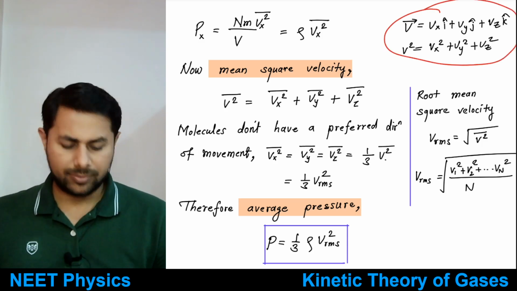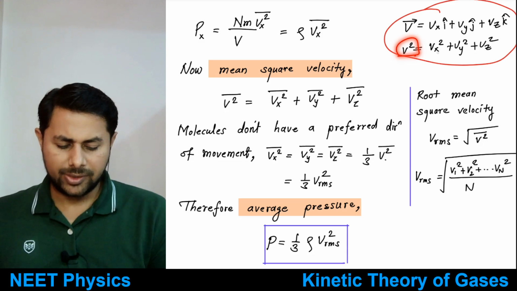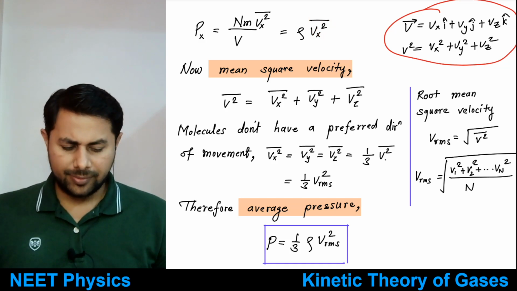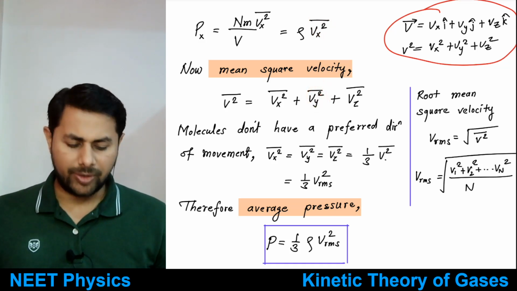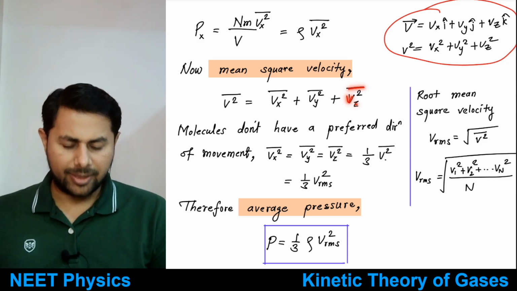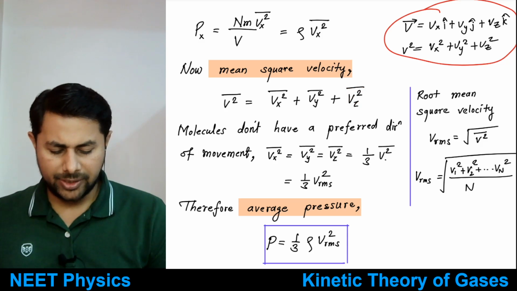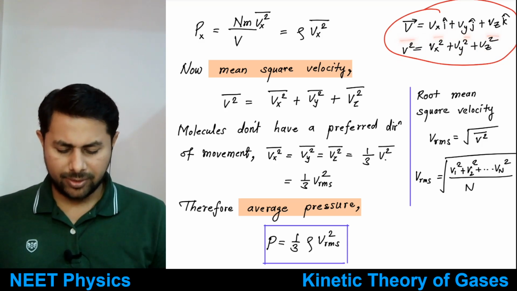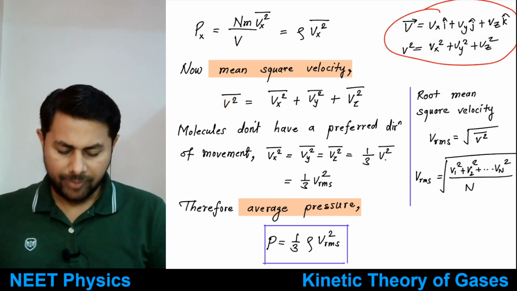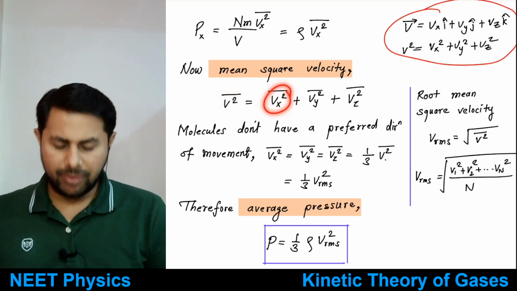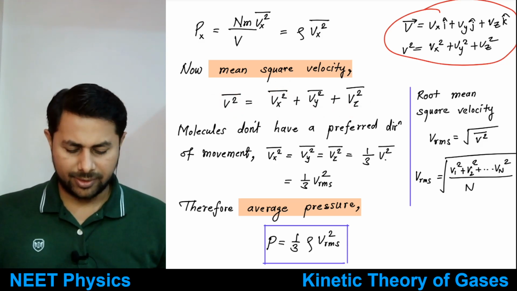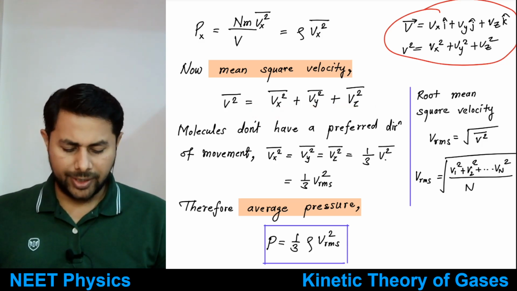This thing we know. So if we make use of this, Vx square bar is the mean square velocity in x direction. Similarly, Vy square bar would be the mean square velocity in y direction, and Vz square bar would be the mean square velocity in z direction. If you take this equation and put a bar on top, that means average, the mean square velocity would be just the sum of the mean square velocity in x direction plus y direction plus z direction, right? So this thing is clear? Yes, no?